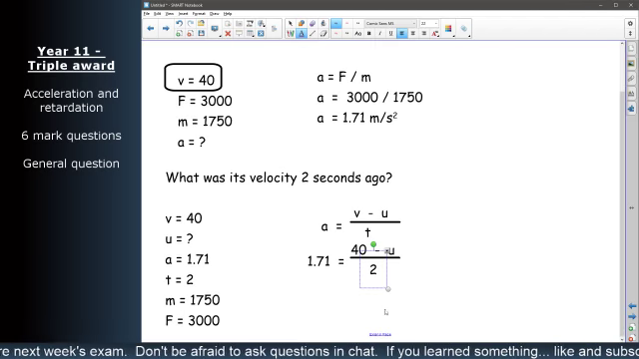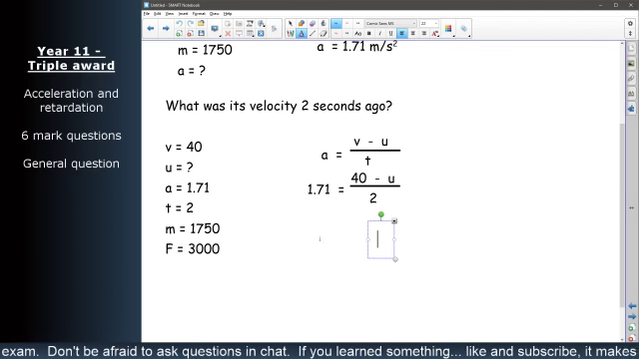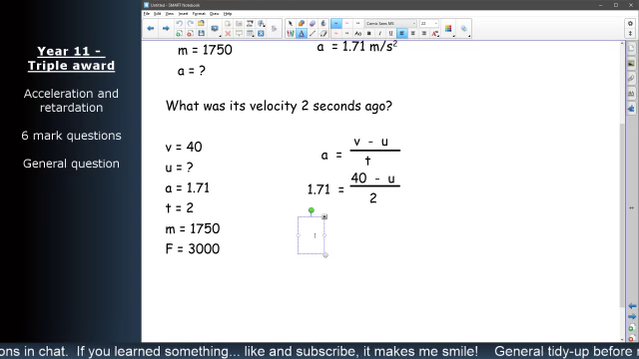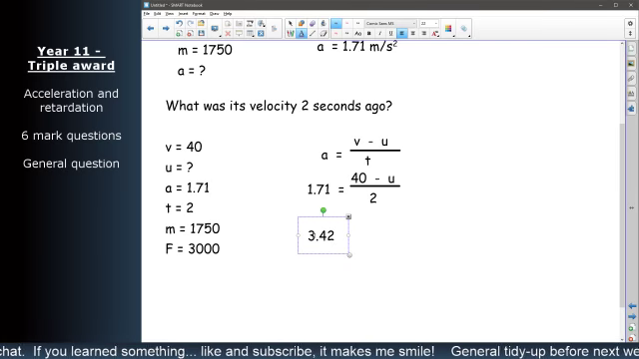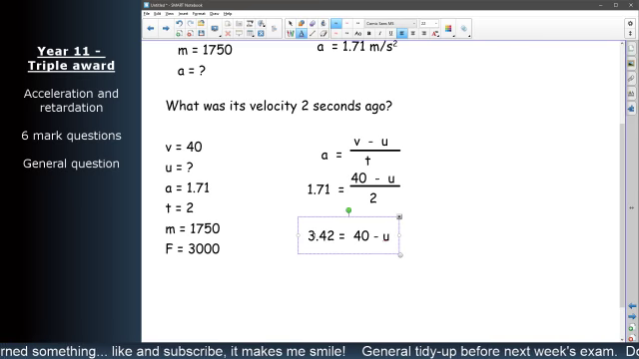First things first, we don't like that divided by 2. That's messing us up, because if this was just 40 take away U, it'd be easy. So we're going to multiply both sides of our equation by 2. Grab our calculator. I've got the answer left in from earlier, so we won't need a rounding thing. So we get 3.42, which is 2 times 1.71, equals 40 take away U. Now we've got a minus U here, but we're not going to worry too much about that.